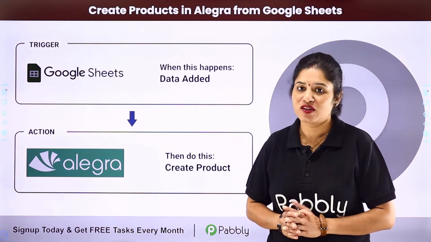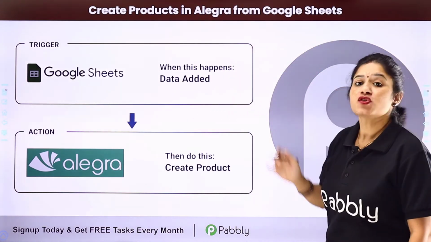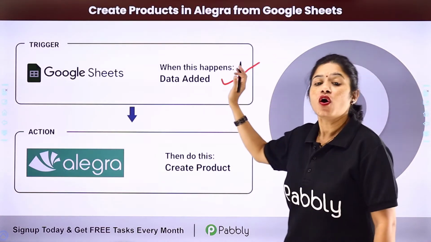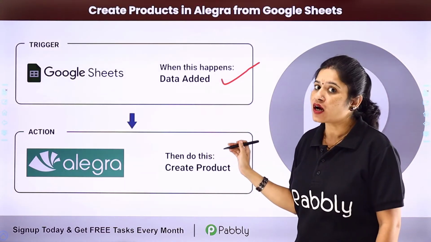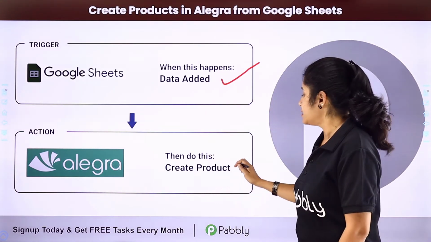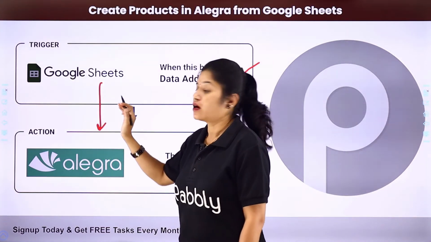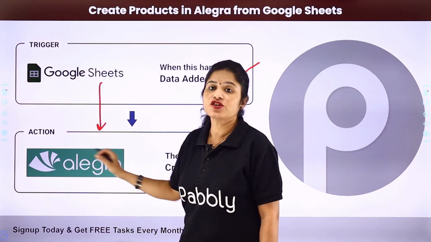In this video, we are going to learn how you can create products in Alegra from Google Sheets. So the idea here is that whenever you add new data to your Google Sheet, automatically using those details, a new product should get created in your accounting and invoicing software, that is Alegra. For that, you need to integrate your Google Sheets with your Alegra account. So here your trigger application would be Google Sheets and your action application would be Alegra.